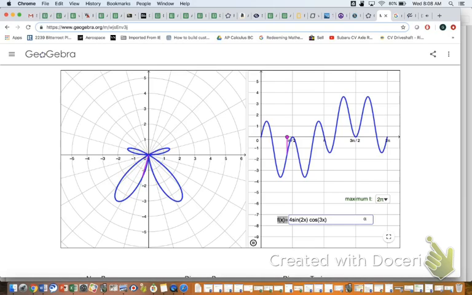As theta progresses on its way through its domain, the radius will change length. And you can kind of see that represented up here, right? So on the right, you can see a graph of 4 sine of 2x cosine of 3x. And can you see how the x-axis over there on the right is angles? 0, pi over 2, pi, 3 pi over 2, and 2 pi.